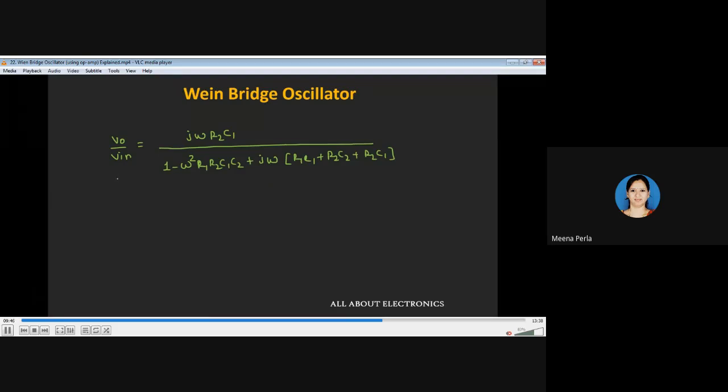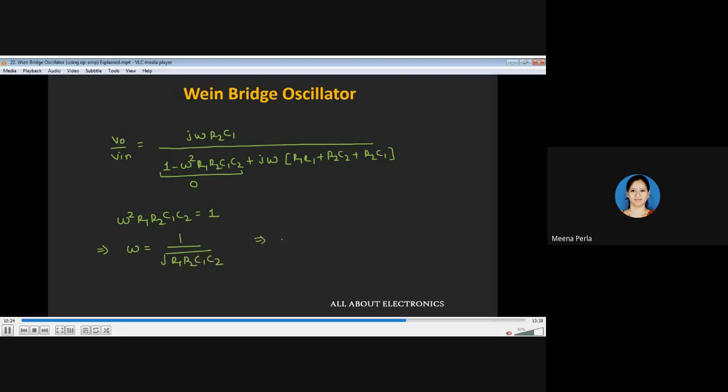We have seen that at the resonant frequency, the phase shift offered by this circuit is 0. So this term should be equal to 0, so that the j omega term gets cancelled out in numerator and denominator and the overall phase shift provided by the circuit is 0. So at resonant frequency, omega square R1 R2 C1 C2 will be equal to 1, or omega will be equal to 1 by the square root of R1 R2 C1 C2.